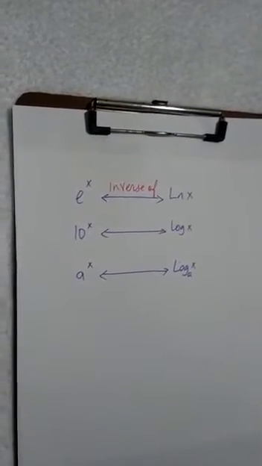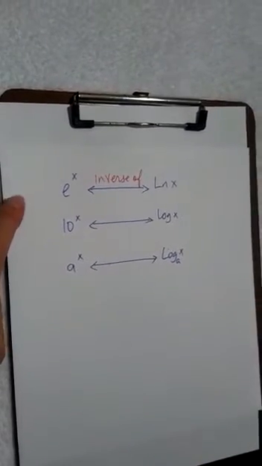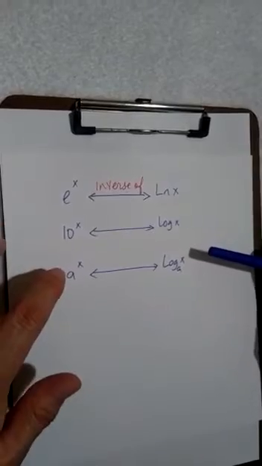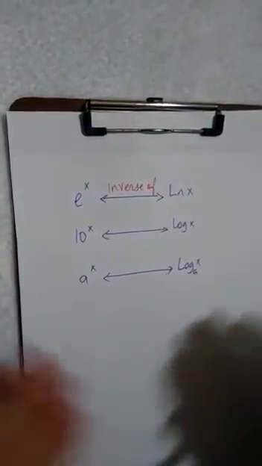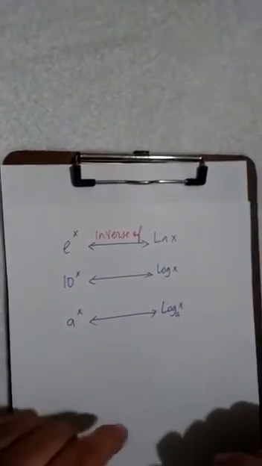We need to remember that the inverse of e to the x is ln x. The inverse of 10 to the x is log x. The inverse of a to the x is log x in base a. So whichever equation you have, what you do is you apply the inverse to cancel it.